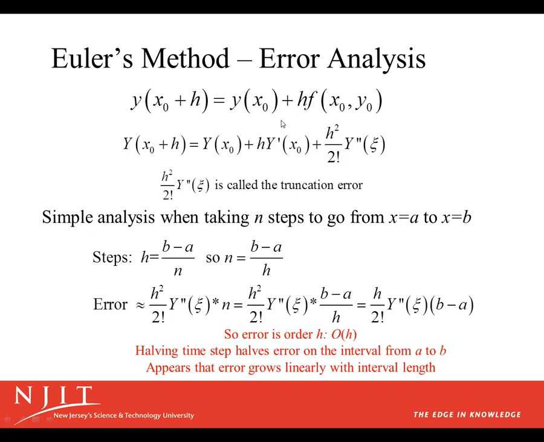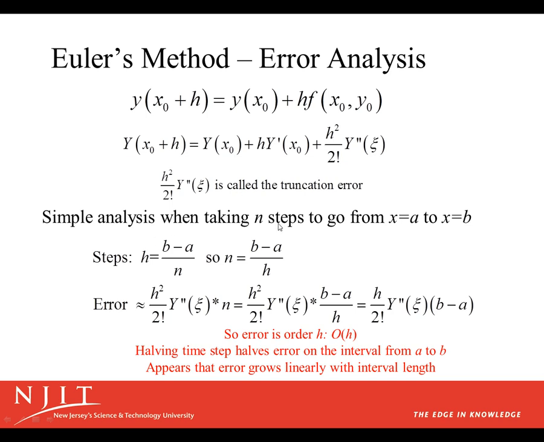We've cut off our numerical method after the h term, and so this is what we've left out. We've left out the h squared over 2 factorial y double prime piece. So simple analysis tells us that our error after one step is going to be roughly h squared over 2 factorial times y double prime.